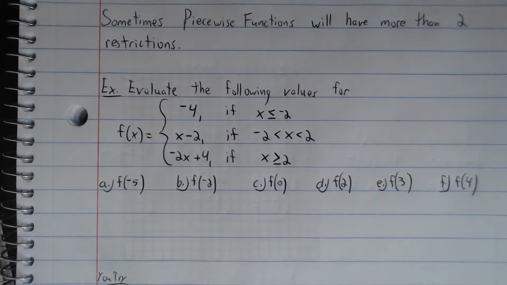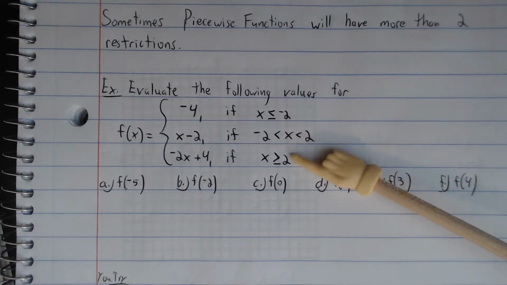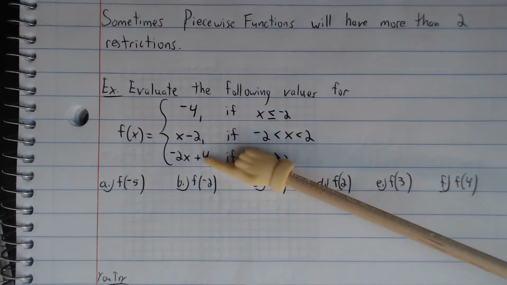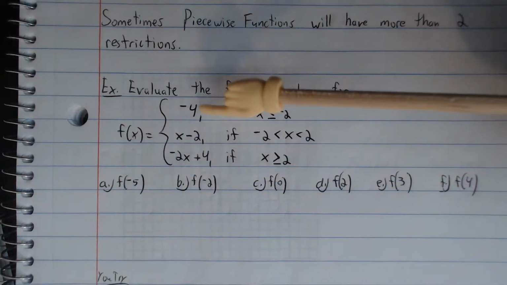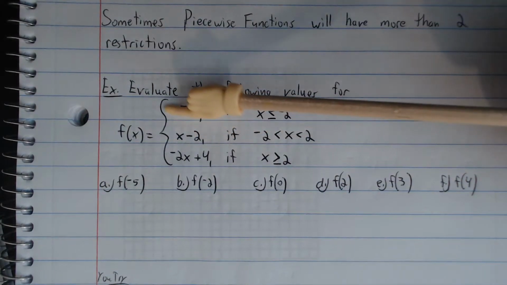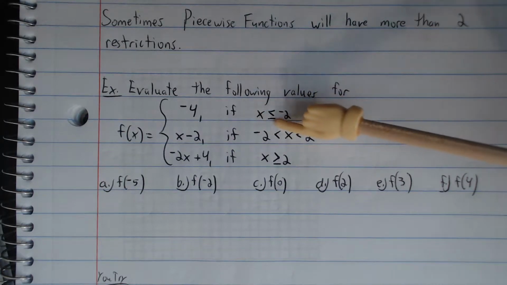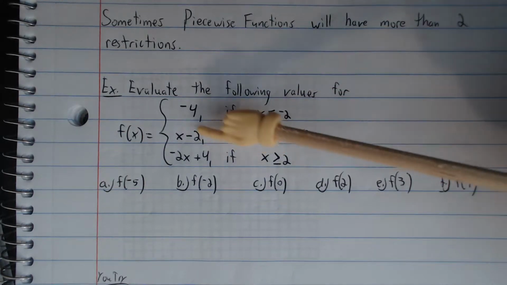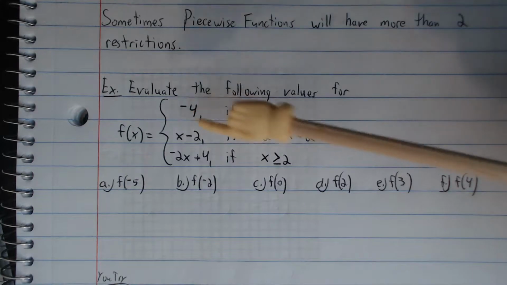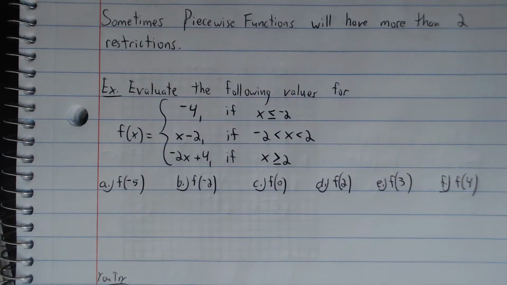Okay, so we're going to do the same exact thing. We're just going to check to see where these values fit inside of these restrictions, and then we'll use the function piece that they give us. Real quick, you might notice there's no x associated with this. So that means if I have a value that fits into this restriction, my solution is going to be -4. There's nothing else I'm going to do to it. So let's check this out.